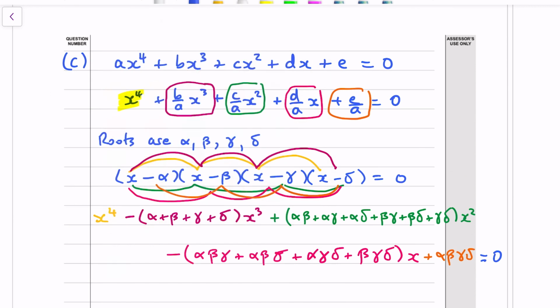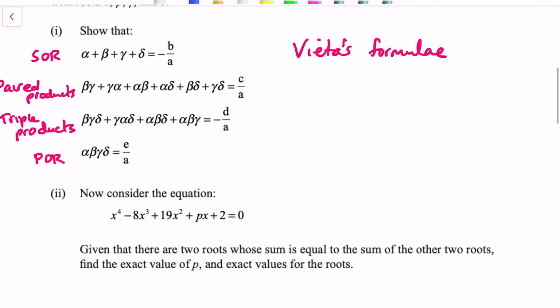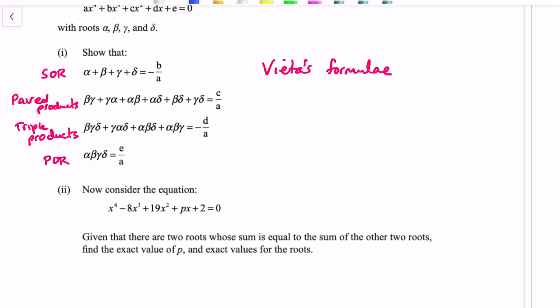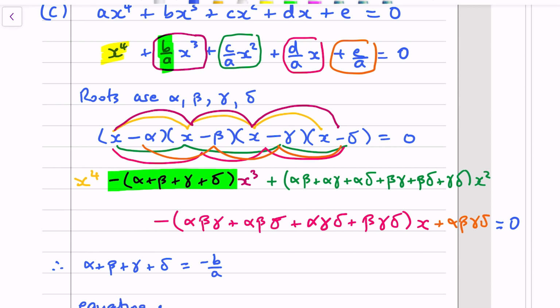Alrighty. That is the proof done, because we go back to the problem. Alpha plus beta plus gamma plus delta is minus b over a. If we take that term there, it is going to be the same as that term, just the coefficient. So we've got alpha plus beta plus gamma plus delta equals minus b over a. And I could just say equating coefficients gives the rest.